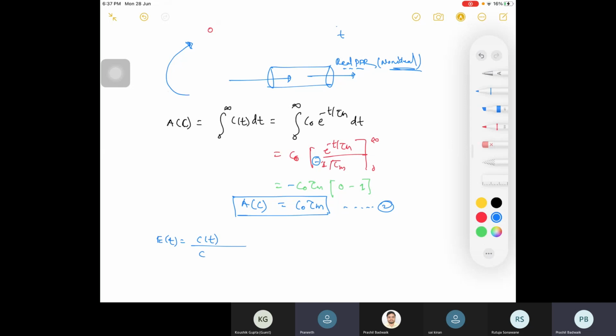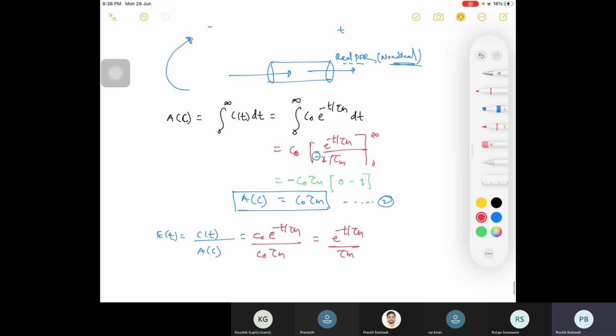So what is E of t then? C of t divided by the area under the C curve. What is that value? C naught e to the power minus t by tau m divided by C naught into tau m. So you'll get e to the power minus t by tau m divided by tau m. So this is your E curve.